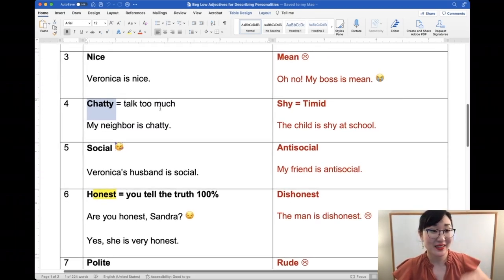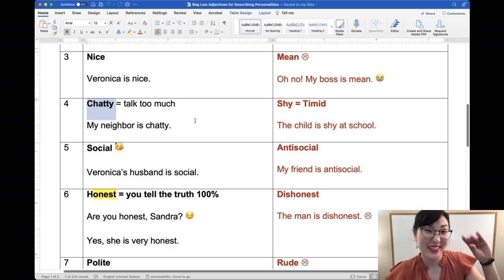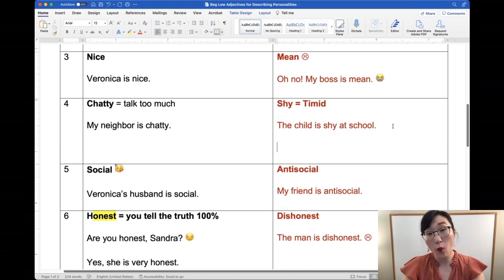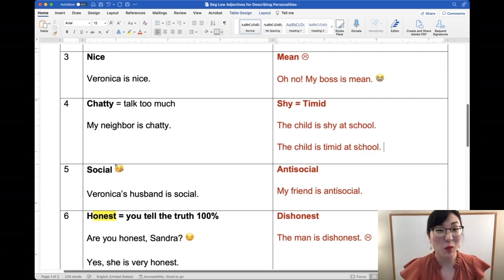Chatty. Talks too much. My neighbor is chatty. Talks a lot. The opposite, more like shy. Shy or timid. The child is shy at school, or the child is timid at school. Both are equal.